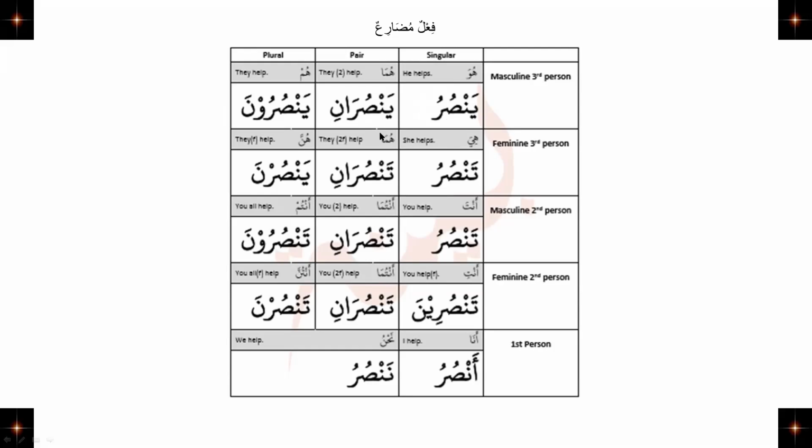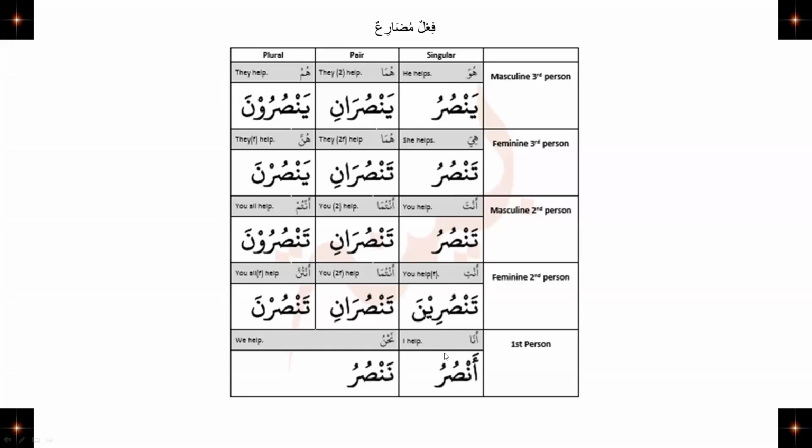Yansuru huwa. Yansurani huma. Yansuruna hum. Tansuru hiya. Tansurani huma. Yansurna hunna. Anta tansuru. Antuma tansurani. Antum tansuruna. Anti tansurina. Antuma tansurani. Antunna tansurna. Ana ansuru and nahnu nansuru. It's the same pronouns, but in this case, not fi'l maadhi, it is mudhari.